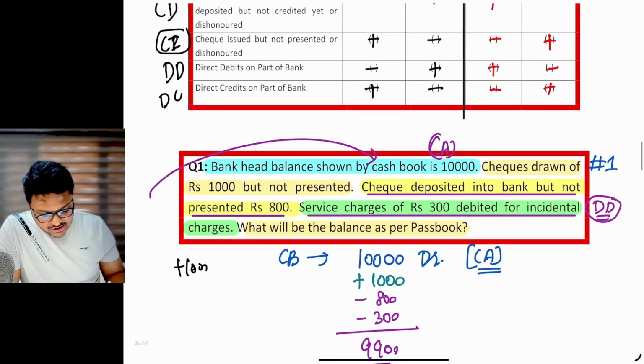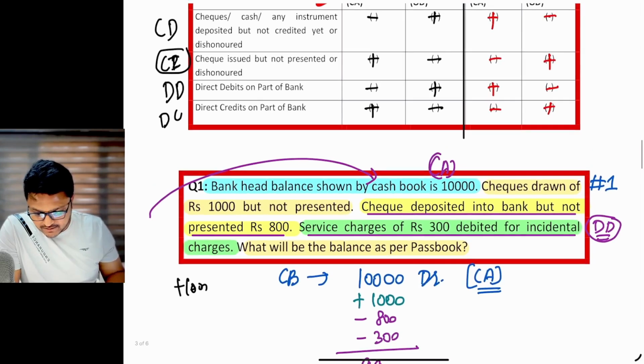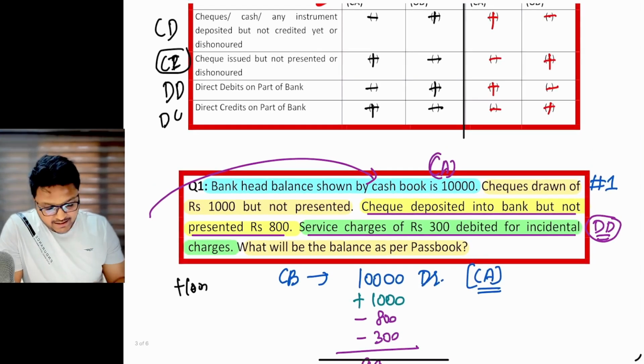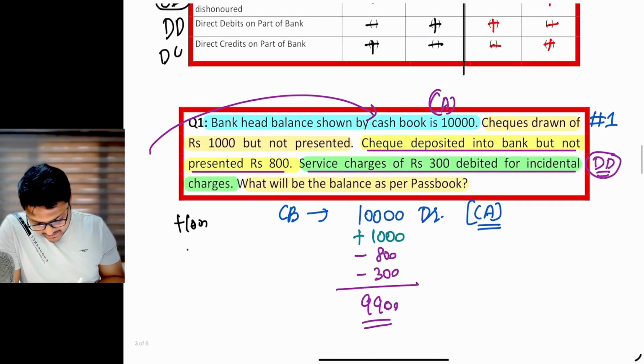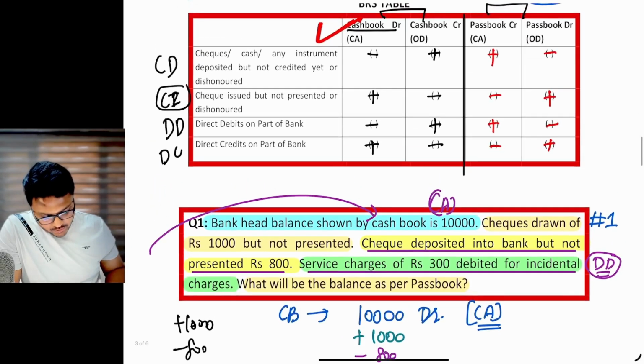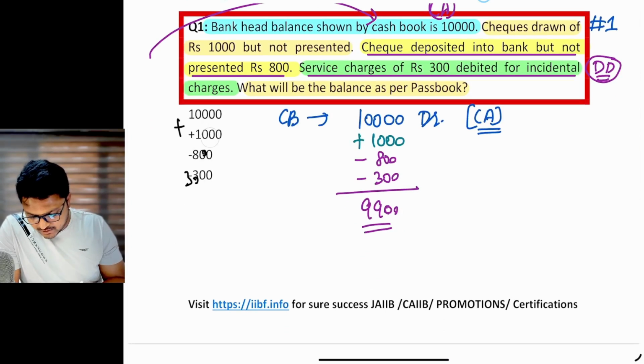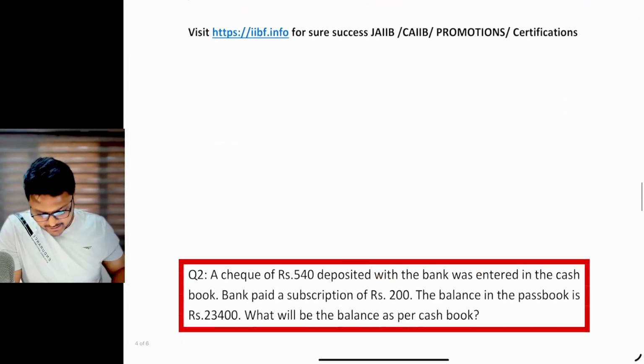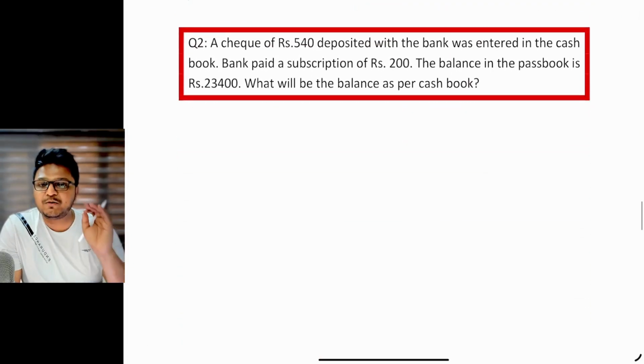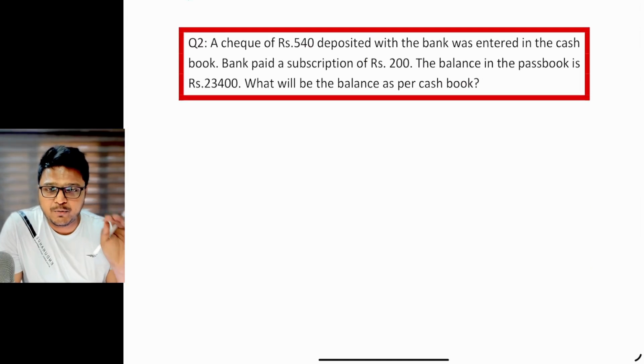Second, it says check deposited. Check deposited is the first case, CD, right? And there is a minus sign. So it is minus 800, right? And further, it's related to direct debit. That is the third column, third row over here. So it's a minus sign. So minus 300. That's it. This is how easily you can solve the questions. Okay. Now let's move to another question, and we'll be solving it using this pure trick.